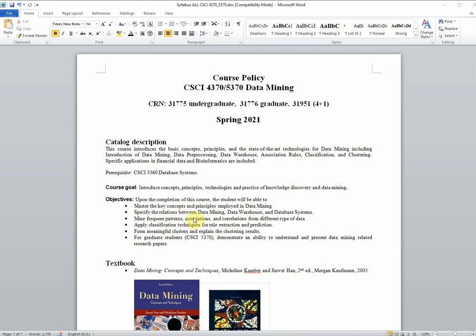We also specify the relations between data mining, data warehouse, and database systems. Obviously, they have been strongly linked together, and what the connection between them is going to be something that we want to look into.